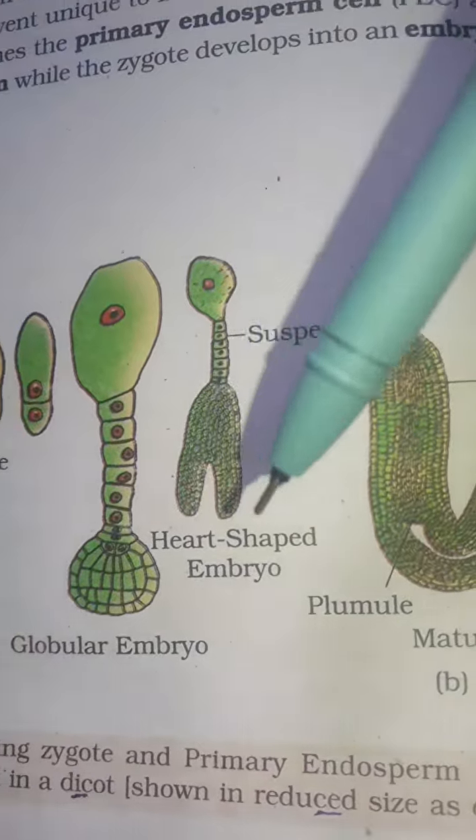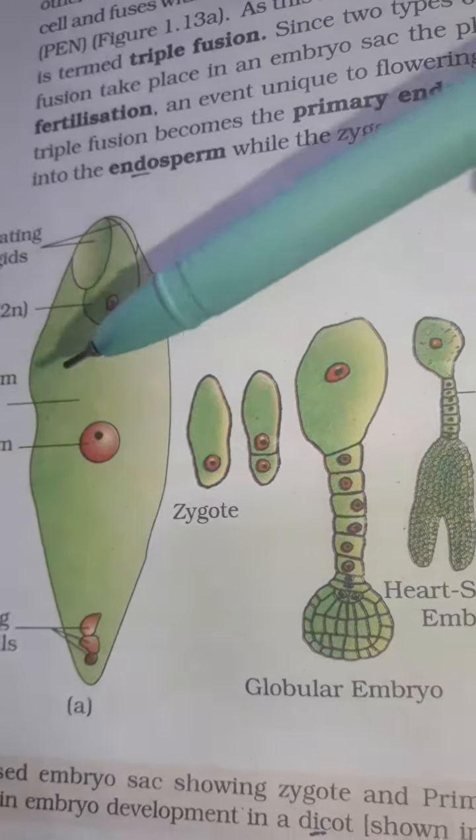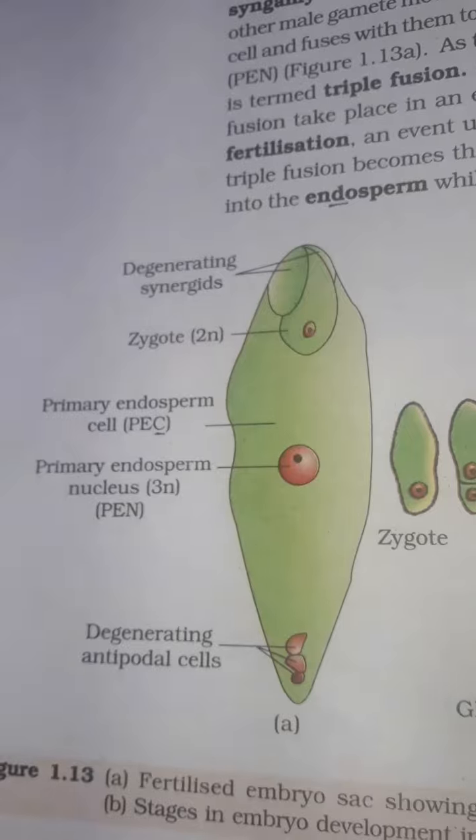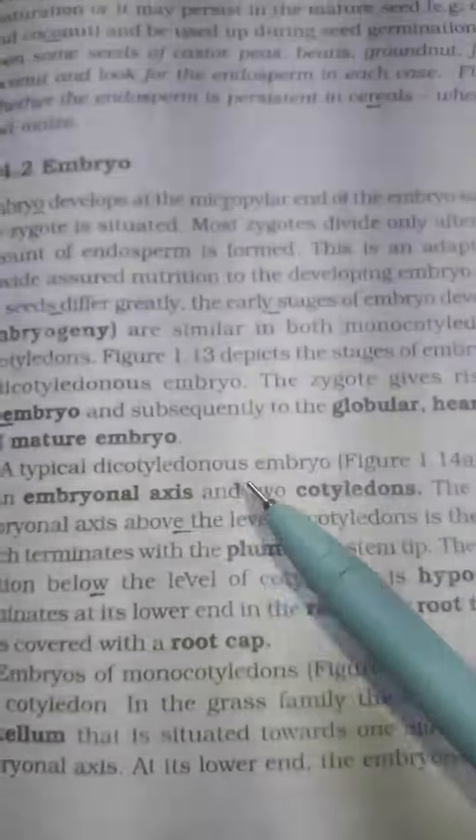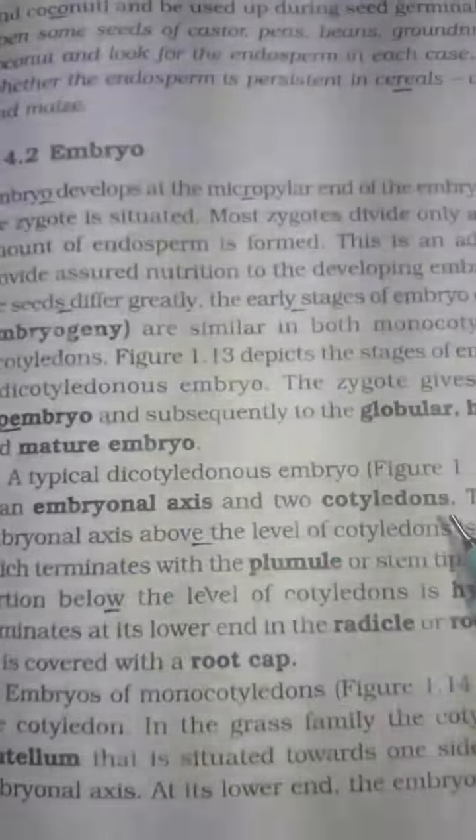So it is a heart-shaped embryo, globular embryo, zygote. Just remember that the typical embryo has an embryonal axis and cotyledons.